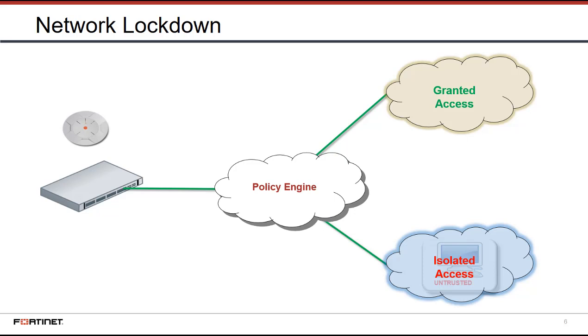So this is at its very basic, and we're going to see as we expand on this that isolated access is actually potentially several different isolated networks: registration network, quarantine network, dead end network. And we will see later that the granted access, which we show here as just a single network, could be any number of different networks. And this all runs through the policy engine of the Fortinet. So the Fortinet will see what connects, make a decision on whether it needs to be isolated or granted access. And if it's granted access, it will be able to grant the appropriate access. And if it needs to be isolated, it will isolate to the appropriate isolation network.